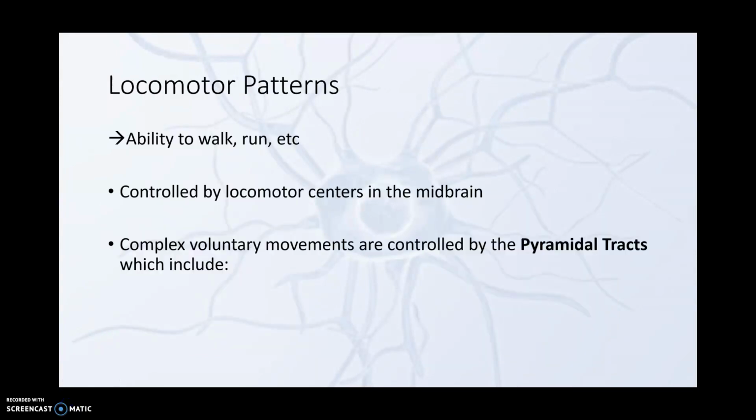Okay, so let's move on to locomotor patterns, because this requires a higher level of thinking and control, so we need to talk about these higher brain centers. The ability to walk and run, for the most part, is controlled by locomotor centers of the brain. Complex voluntary movements are controlled by the pyramidal tracts. The pyramidal tracts include the corticobulbar tract and the corticospinal tract. So those are called the pyramidal tracts.